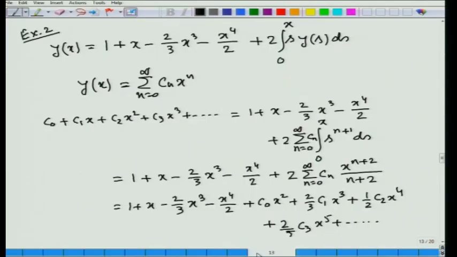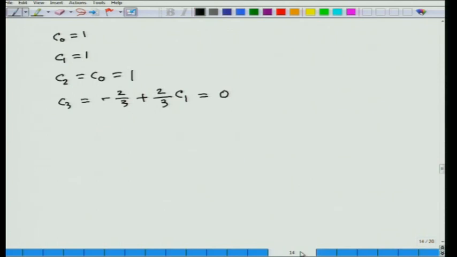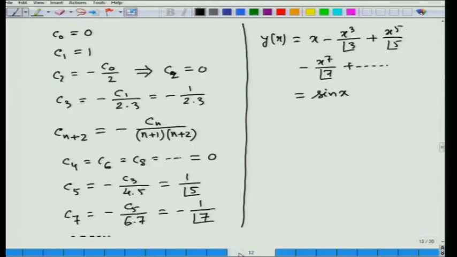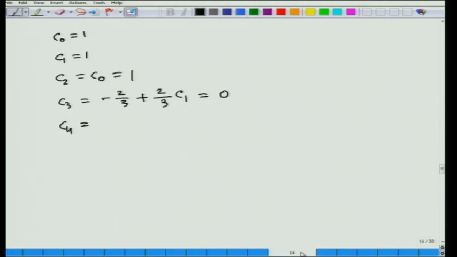Last but one, that is the coefficient of x to the power 4. On the left hand side it is C 4. So, from the left hand side we have C 4 and from the right hand side this is minus half plus C 2 by 2. Here the coefficient of x to the power 4 is C 2 by 2. So, this gives minus half plus C 2 divided by 2, and we already have C 2 equal to 1. So, this is equal to 0. So, two consecutive terms C 3 and C 4 are equal to 0.